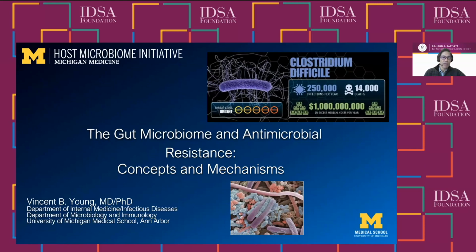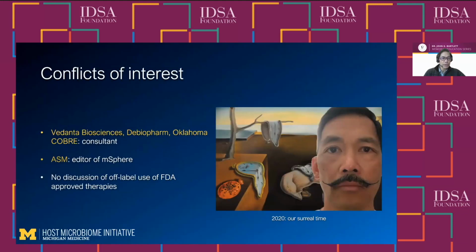So I'm going to bring up some concepts and mechanisms and introduce a little bit of the studies that suggest that this might be useful in AMR, but I will be using Clostridioides difficile infection as sort of my example of how we can modulate the microbiota. So next slide, please. These are my disclosures. I will not be discussing any off-label use of FDA-approved therapies.